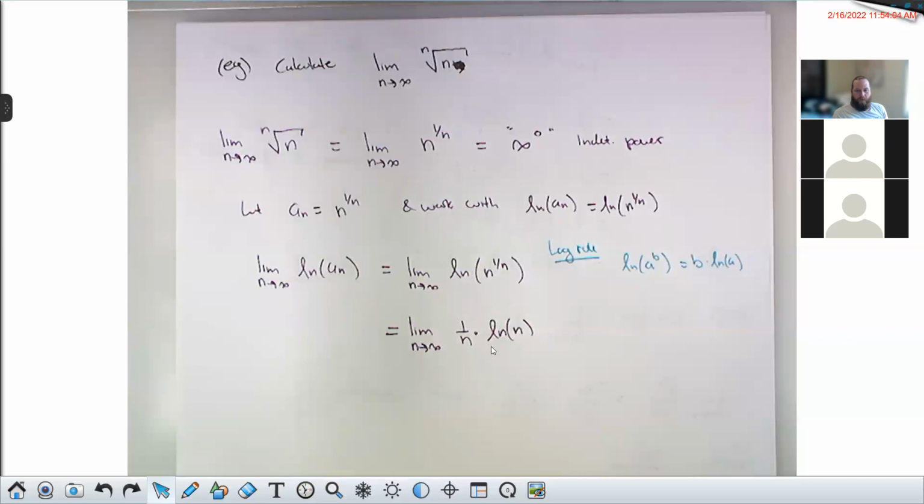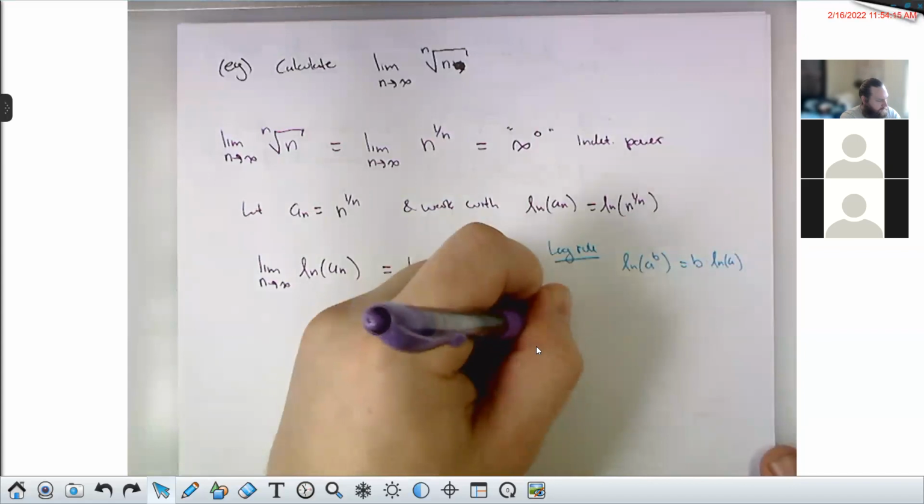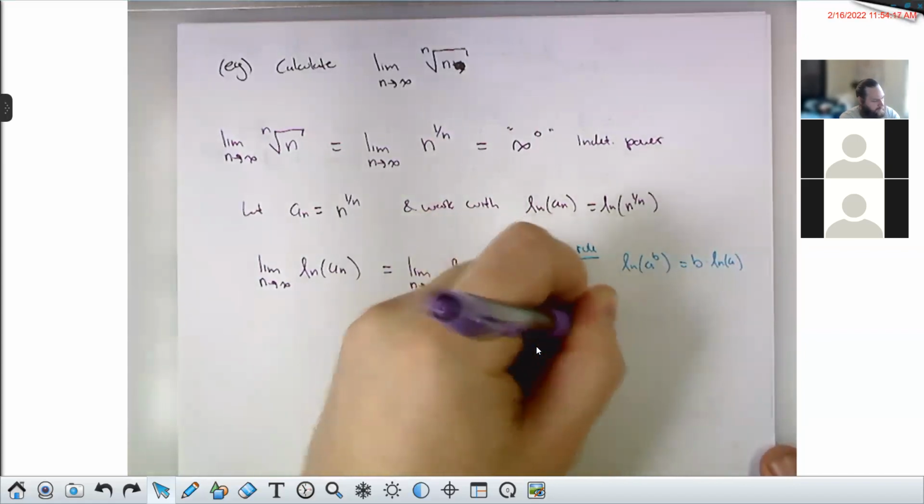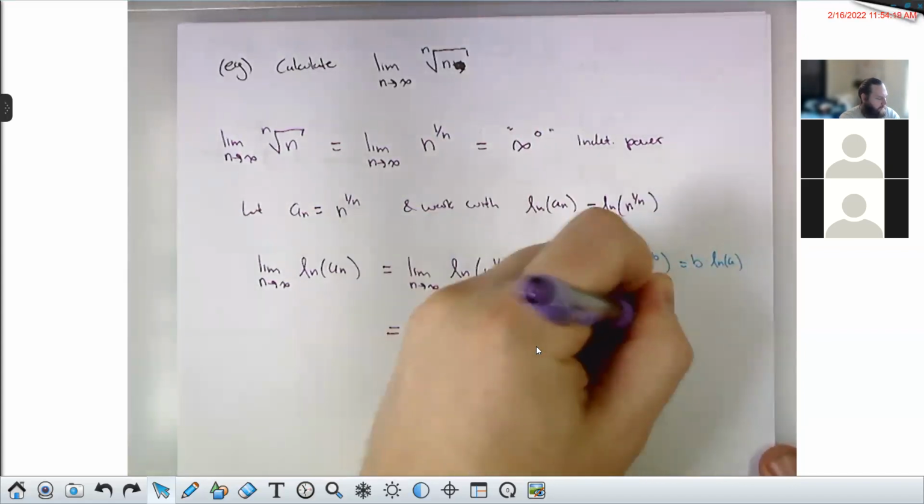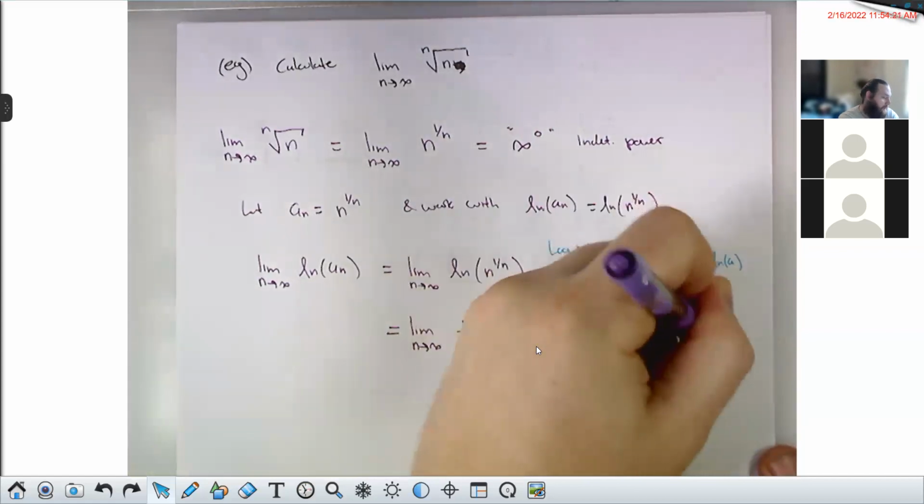And if you try to take the limit at this step, the 1 over n piece is going to go to 0. The natural log of n piece is going to go to infinity. This looks like 0 times infinity, which is an indeterminate product.